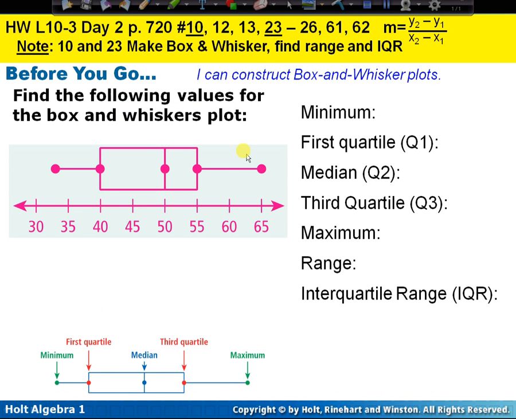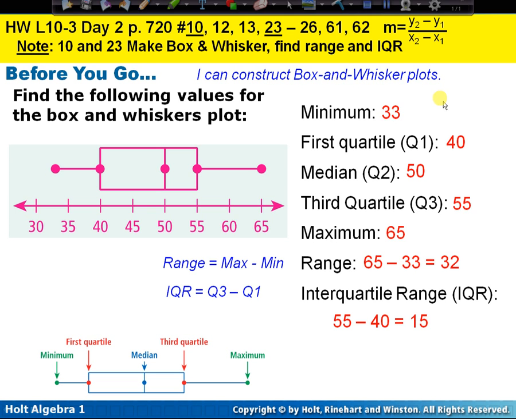Alright, we're not going to do the before you go. Alright, so I changed my mind. I do want you to go ahead and try the before you go. Okay, so just on the bottom part of your notes, go ahead and try this. It says find the following values for the box and whisker plot. You're going to find the minimum, the Q1, Q2, Q3, the maximum, the range, and the interquartile range. Take a minute and pause the video and try this, and then we're going to look at the answers.